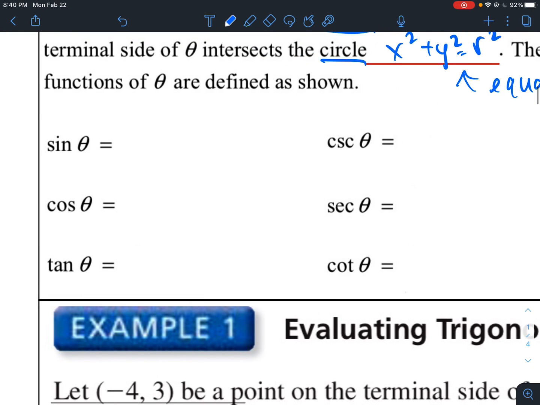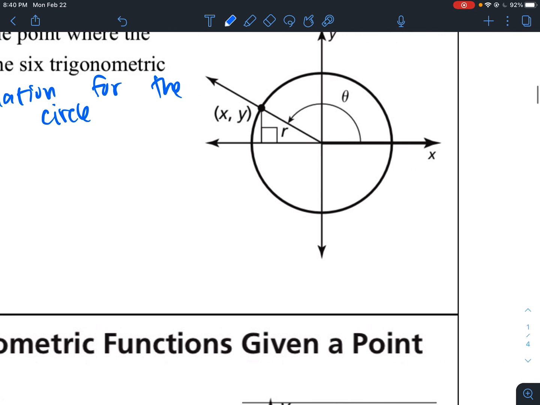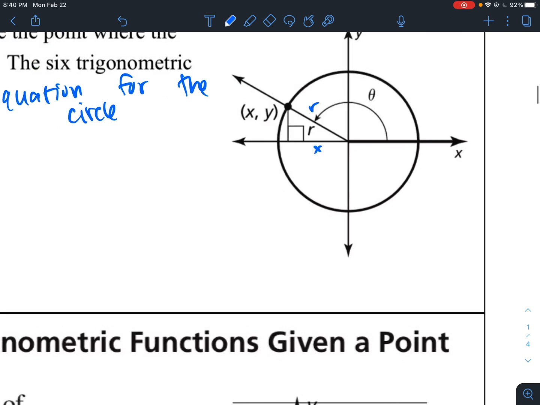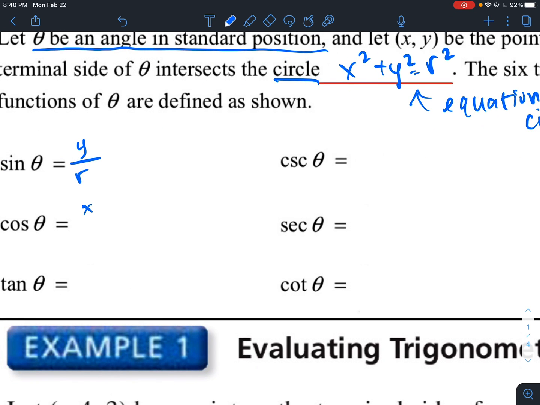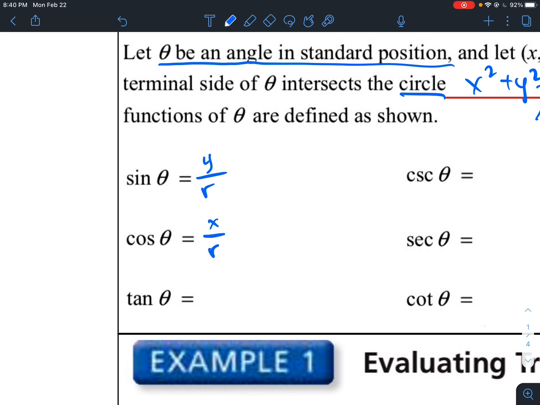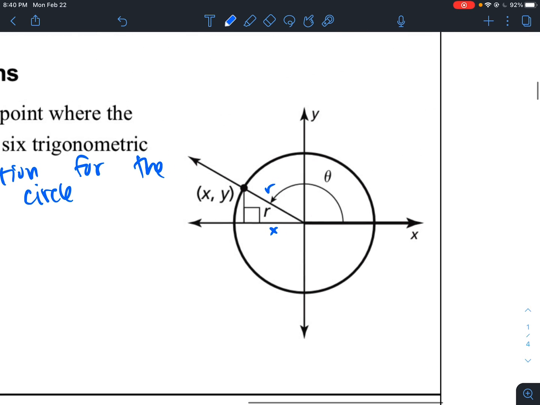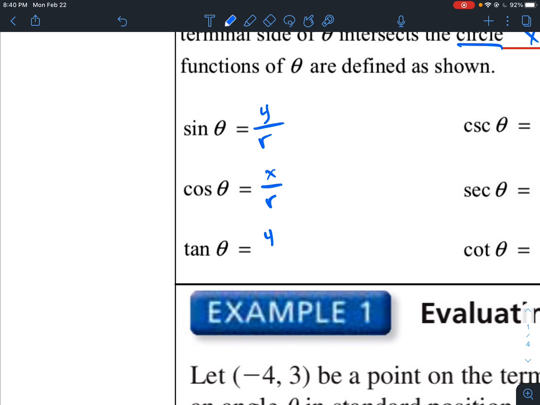So sine can be defined as the y direction over r, which is the radius or the hypotenuse. Cosine of this angle would be the adjacent side, which would be our x direction, so the length right here, which is x, and then divided by r. So cosine of theta would be x over r. Tangent would be the opposite, y, over x, which is the adjacent.